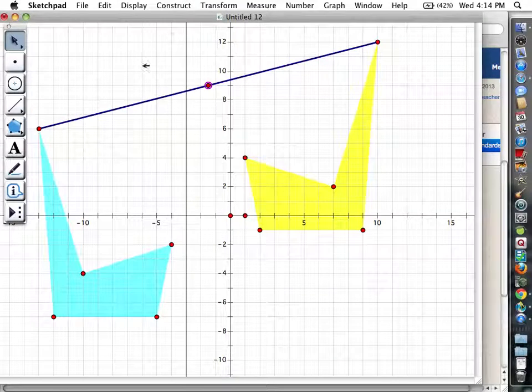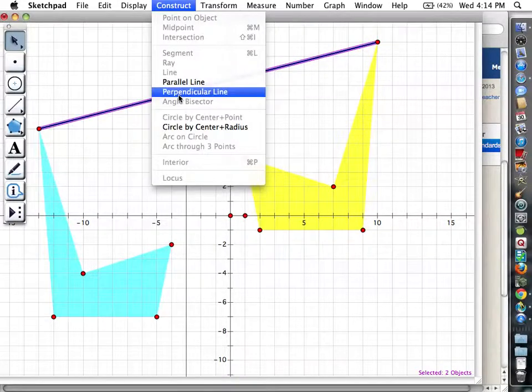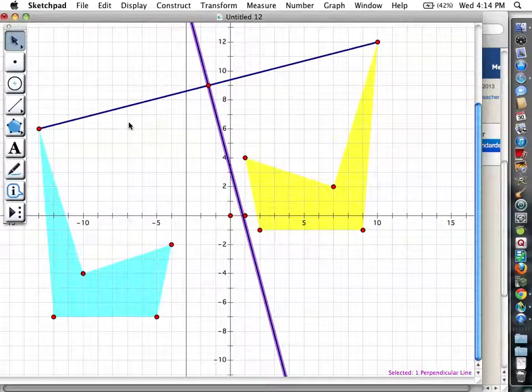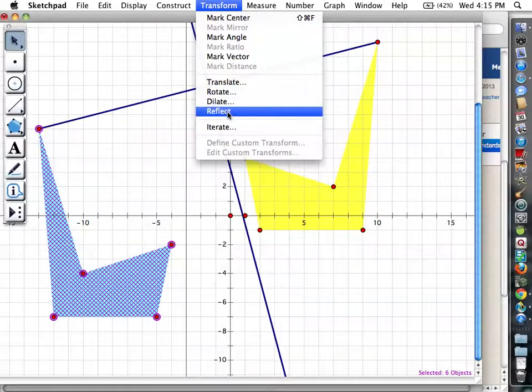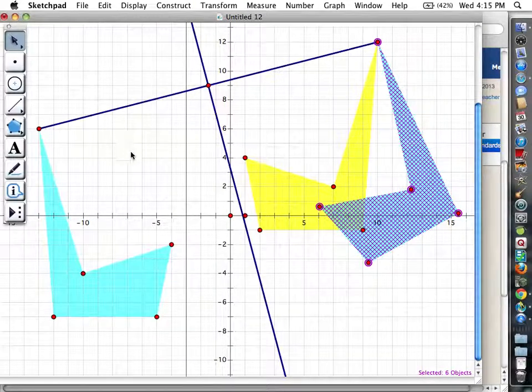Okay, so here we go doing that. And here's my perpendicular bisector. Okay, so that is my reflection line. So let me mark it as a reflection line. And then selecting the blue figure in this case, I'll reflect it across that line. Okay, so that's done.